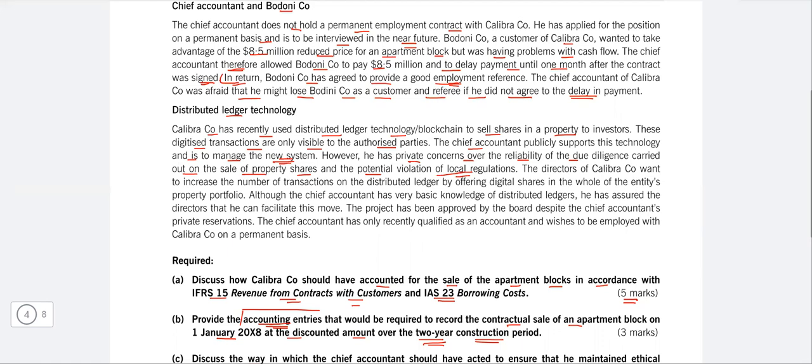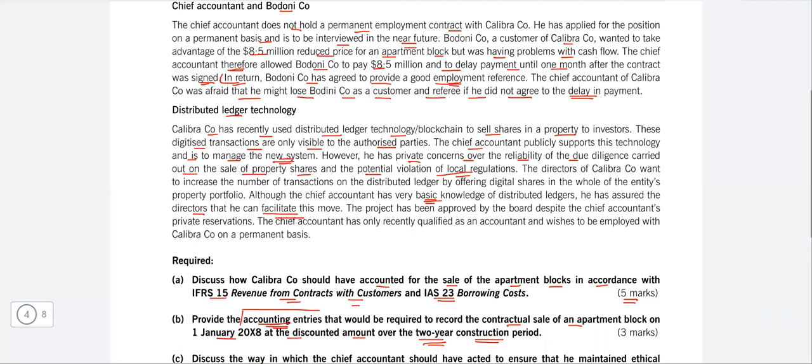The directors of the Calibra company want to increase the number of transactions on the distributed ledger by offering digital shares in the whole of the entity's property portfolio. Although the chief accountant has very basic knowledge of the distributed ledger, he has assured the directors that he can facilitate this move. So, he has a very basic knowledge. He does not possess the competence. He does not have the expertise. He does not have the experience to deal with it, but he is assuring the directors that he will be doing that for them. So this is against the principle of competence and due care, that if you do not possess the competence, knowledge, and ability to do something, you should not get yourself involved in it.